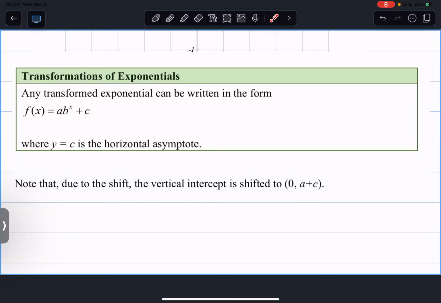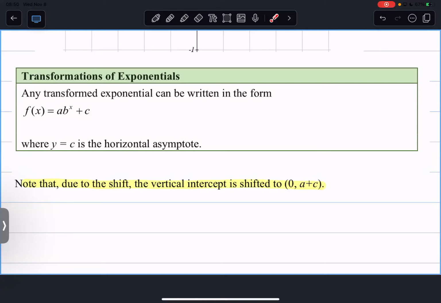But also, if you're shifting up or down, then the vertical intercept is going to shift to 0, a plus c. So if you're shifting up, it's going to move up by c. And if you're shifting it down, it's going to move down by c, because c would be negative. Okay, so I'll highlight that. I don't know why it's not part of this box. It feels like it's box worthy.